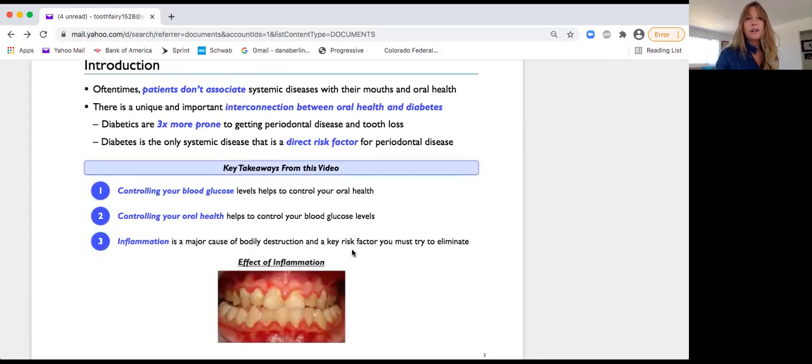Oftentimes, patients don't associate systemic diseases with their mouths and oral health. There is a unique and important interconnection between oral health and diabetes. Diabetics are 3 times more prone to getting periodontal disease and tooth loss. And diabetes is the only systemic disease that is a direct risk factor for periodontal disease.